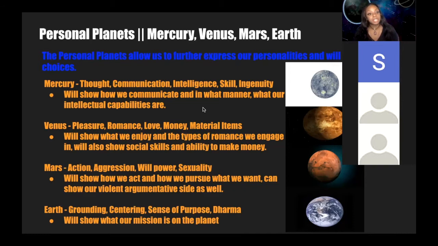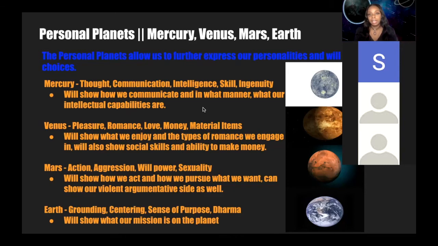Then we have Venus. Venus represents pleasure, romance, love, money, material items, and will show what we enjoy and the types of romance we engage in. Will also show social skills and the ability to make money.